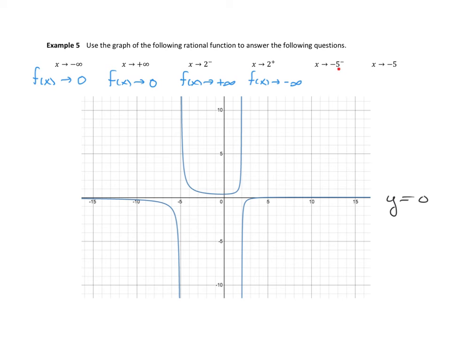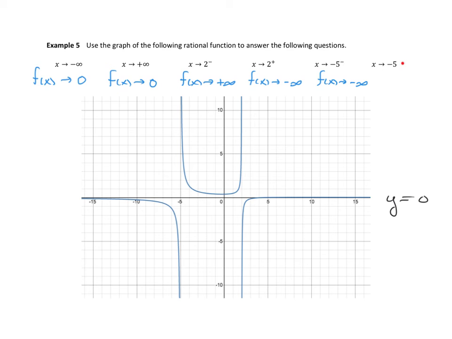Okay, a couple more here. What about as x approaches negative 5 from the left? So this negative means we're talking about the 5, but it's a negative 5. And this means we're approaching it from the left side. So here's negative 5. This is approaching from the left. And here the graph appears to be dropping down to negative infinity. So for this one here, it's also that the y values go to negative infinity.